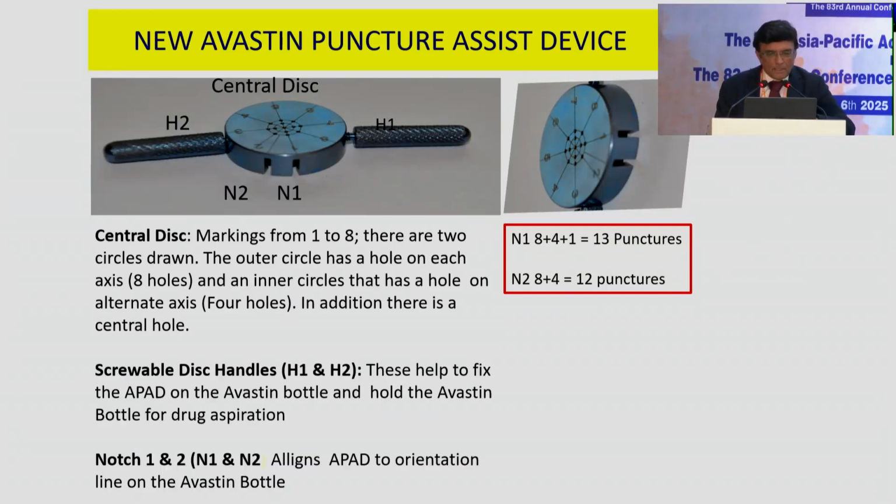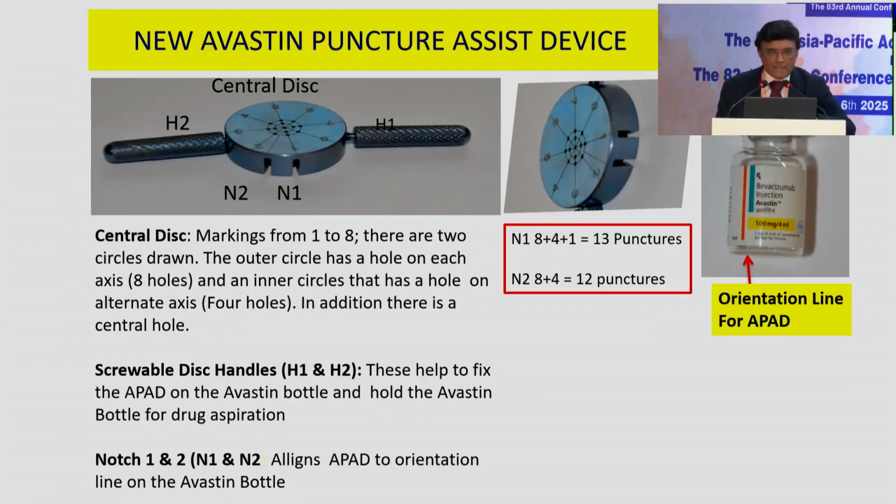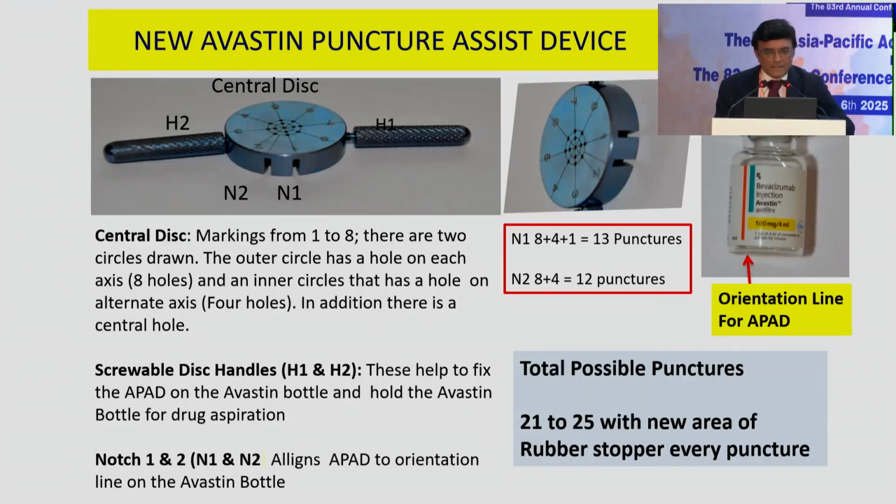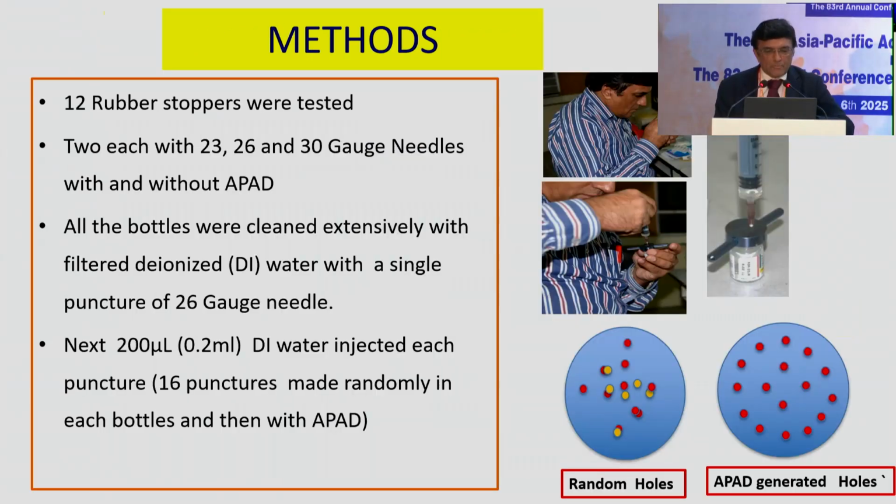This N1 and N2 coordinates with the red line on the Avastin bottle. If I move from N1 to N2, I move the position of the holes, and that way I can get in with N1 13 punches and with N2 12 punches. So I can get 23 punches of a vial without going through the same hole every time, and that is very useful. I'll show you why that works out well.